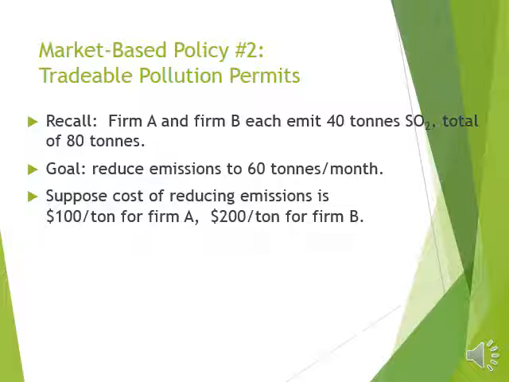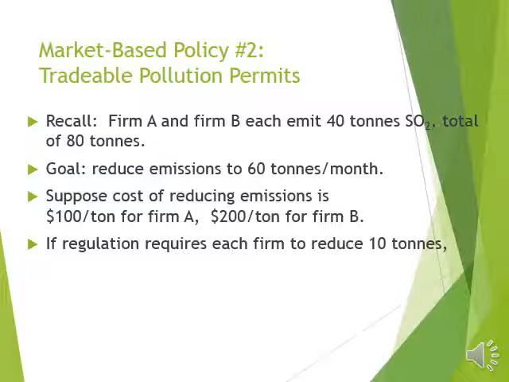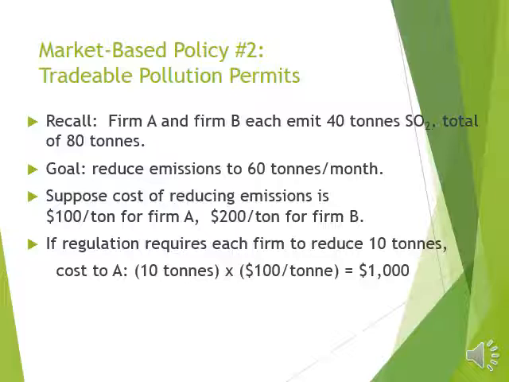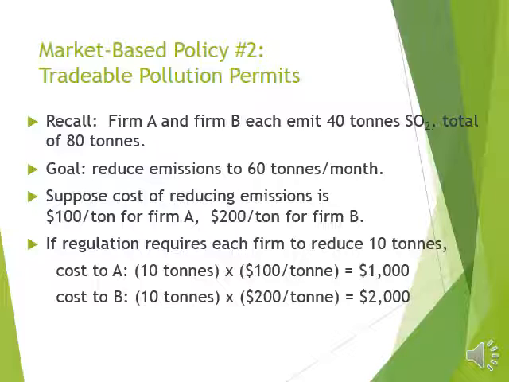Now, with tradable pollution permits, basically you can give permits or permissions to pollute, and you sell these to the company as the government. So if regulation requires each firm to reduce by 10 tonnes, then the cost of that reduction would be for A, 10 tonnes times $100, that's $1,000, and B, $2,000.